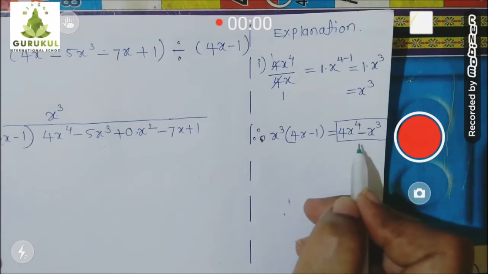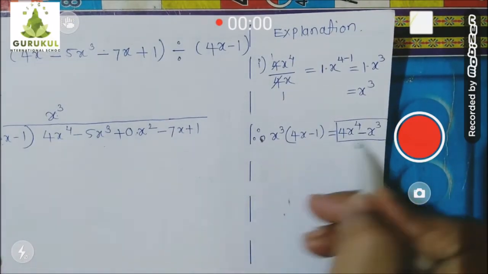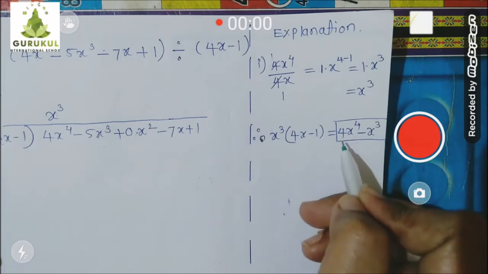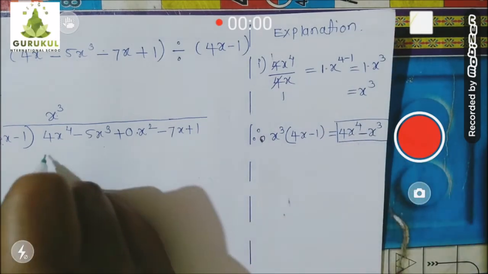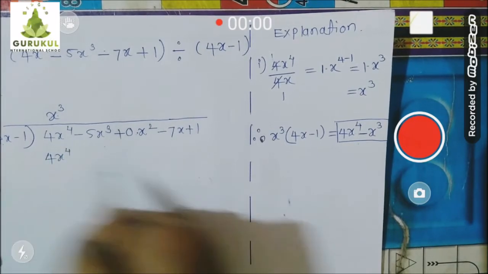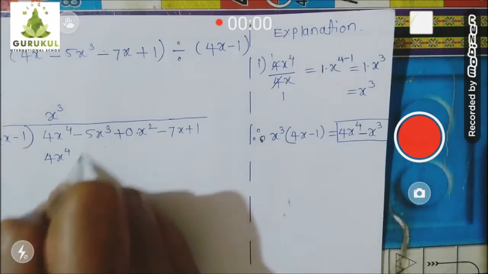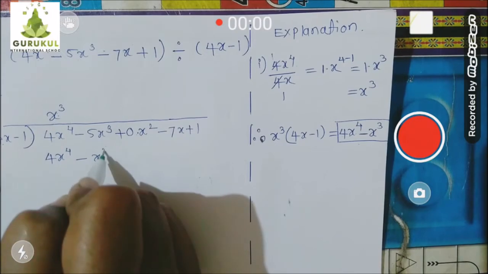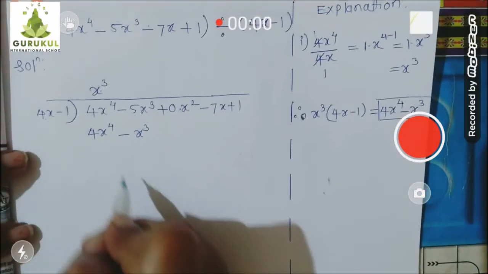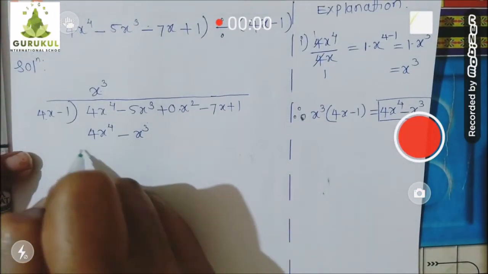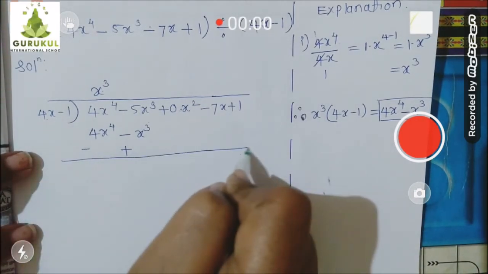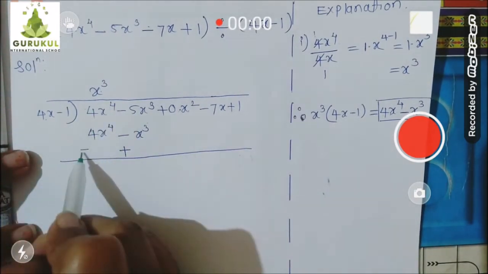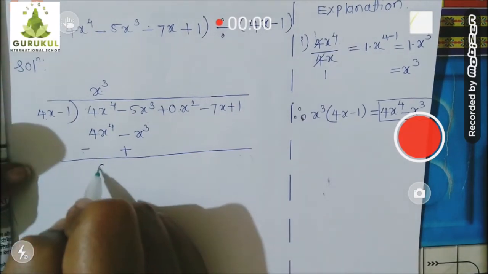So this you write down below the like terms. Sorry, I mean like terms below like terms. In this way you have to arrange. So 4x raised to 4 I will write below 4x raised to 4. Minus x cube I will write below 5x cube. Now it's time for subtraction. Plus becomes minus, minus becomes plus. Subtract it. Plus 4x raised to 4 minus 4x raised to 4, 0.